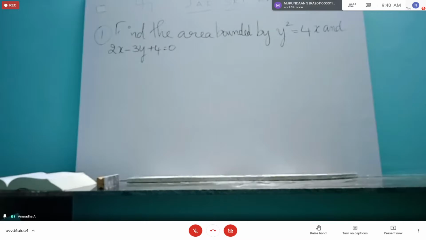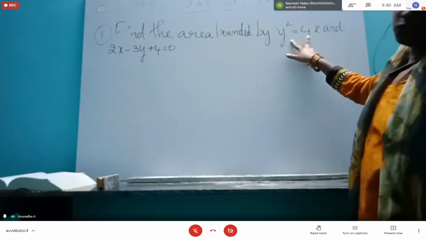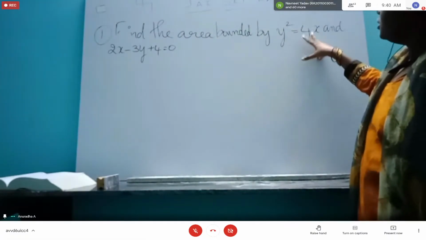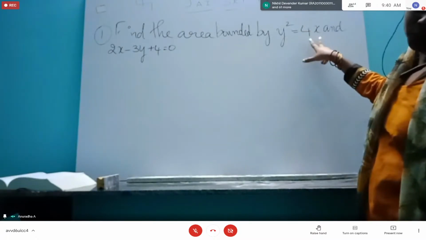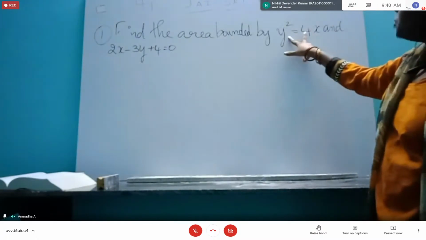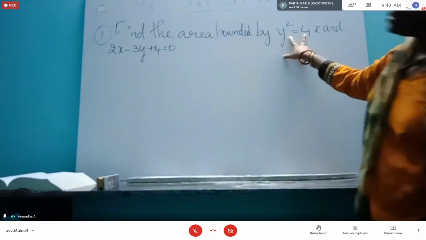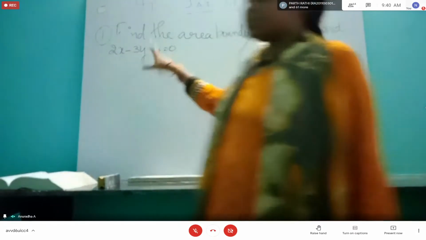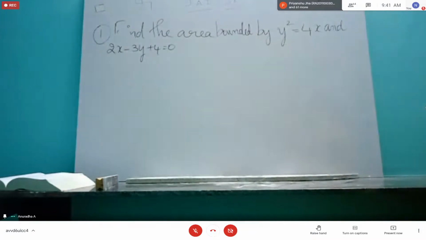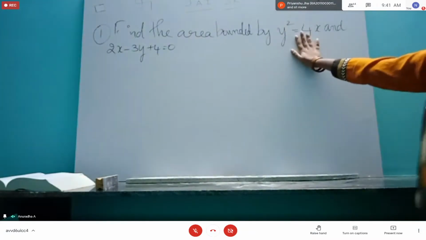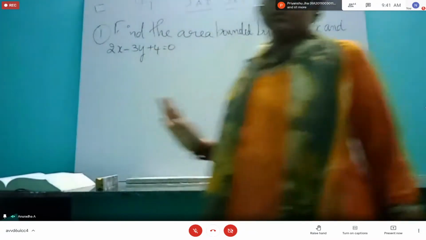This particular question itself has been asked 3 times, so please make a note, very important question. y square equal to 4x and 2x minus 3y plus 4 equal to 0. Another sum is, instead of y square equal to 4x, they will give x square equal to 2y. They will make small changes with the coefficients, but the structure is this only. This is a parabola, and this is a straight line.